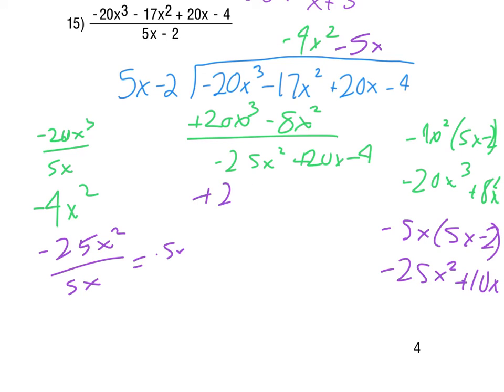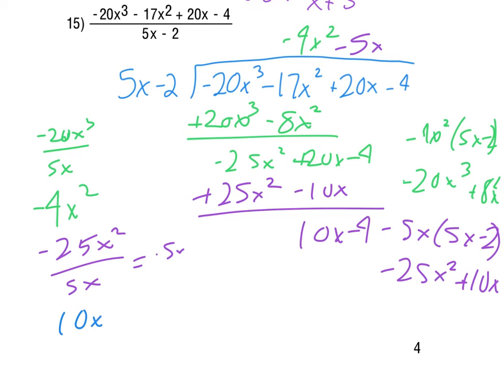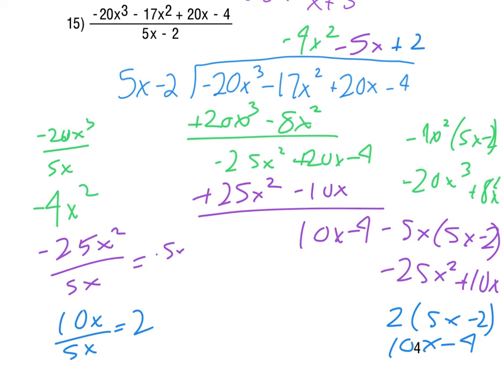And I'll really be adding the 25x squared, subtracting the 10x. So that gives me 10x minus 4 with what's left. We go through our process one more time, dividing the 10x by 5x to get 2. And then multiplying 2 by the 5x minus 2 gives us 10x minus 4. So I'm subtracting the 10x and adding the 4. So this one actually divides evenly for us. The answer then ends up being negative 4x squared minus 5x plus 2.